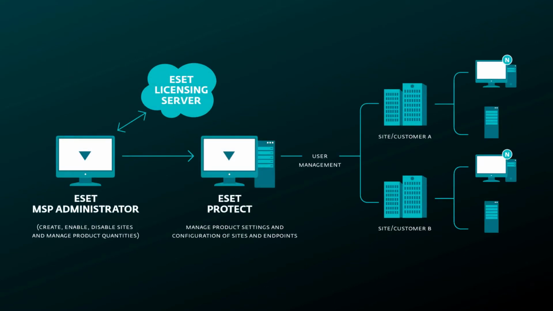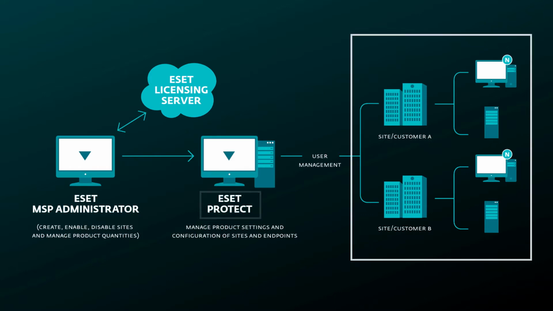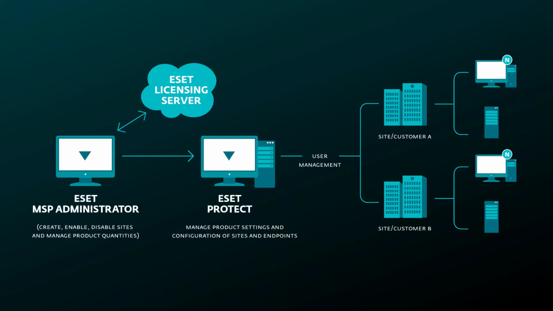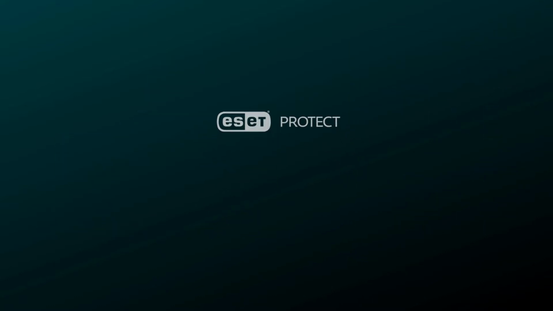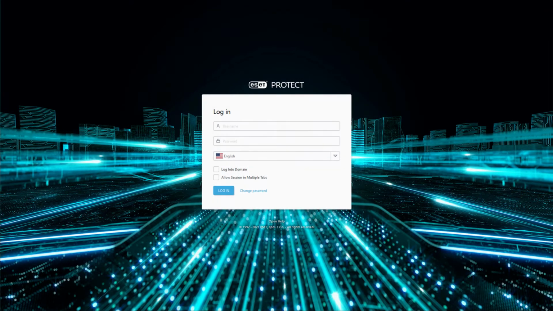In the ESET MSP environment, ESET MSP Administrator allows you to manage your licenses, create, enable, and disable sites. When you order licenses in ESET MSP Administrator, they are automatically synchronized with ESET Protect, from where you directly access and manage all your customers. ESET Protect is a single pane of glass over ESET security solutions deployed in the network that provides real-time visibility for endpoints as well as full reporting and security management for all operating systems.